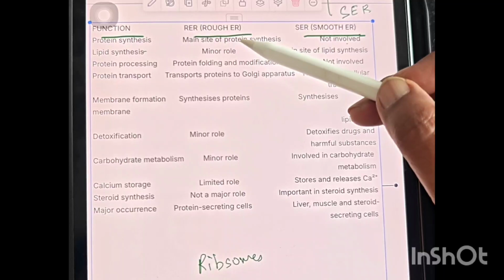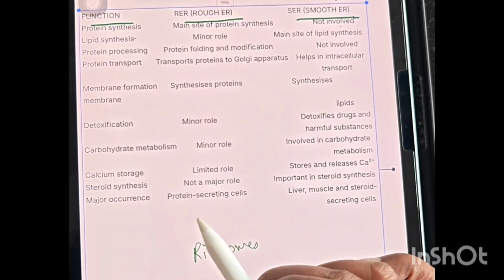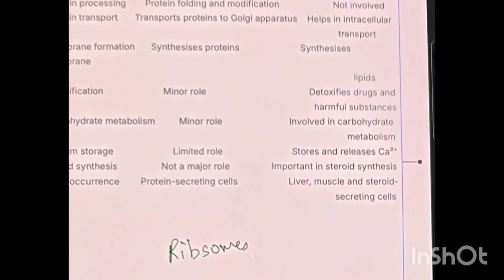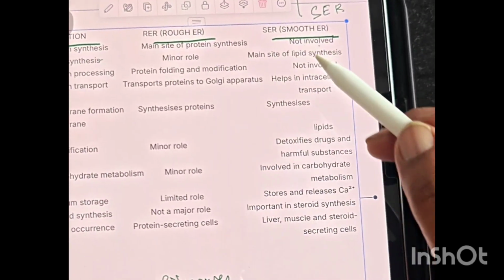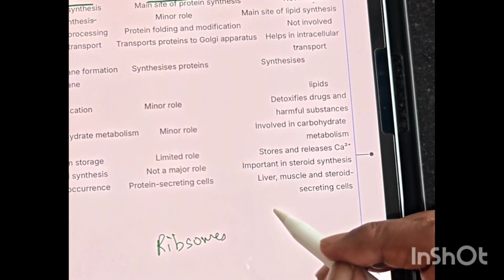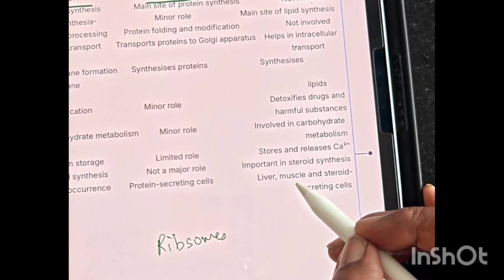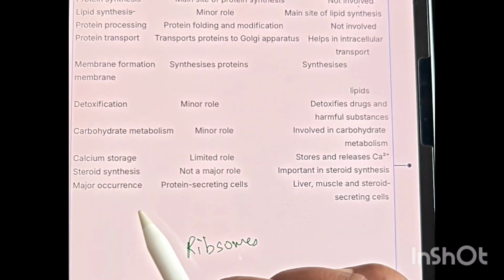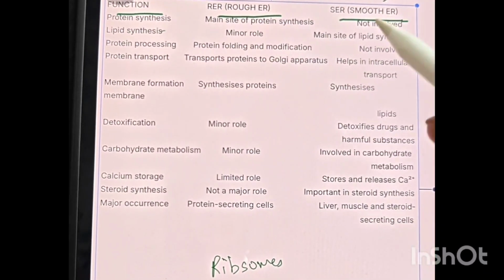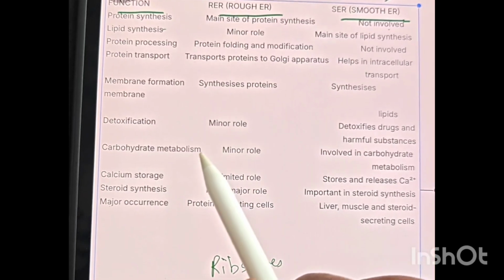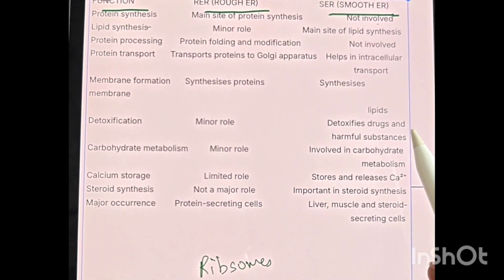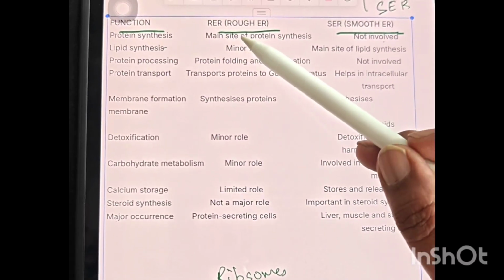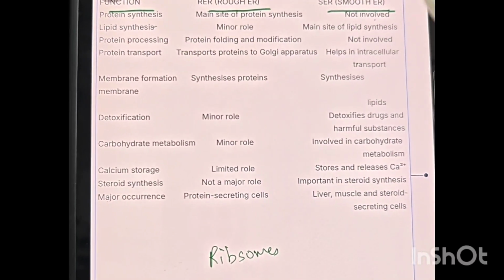The last is the major occurrence. Rough endoplasmic reticulum is generally present in cells which secrete proteins, while smooth endoplasmic reticulum is majorly present in liver cells, muscle and steroid secreting cells. So this is the major occurrence, in which cells you will find more rough or more smooth endoplasmic reticulum. These are the major functions of rough and smooth endoplasmic reticulum.